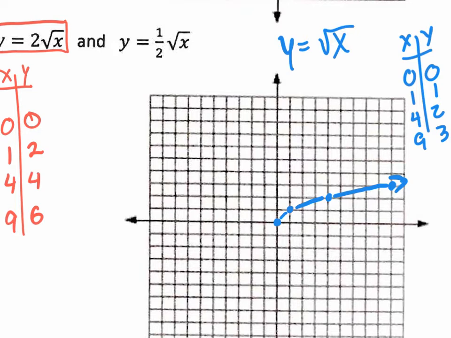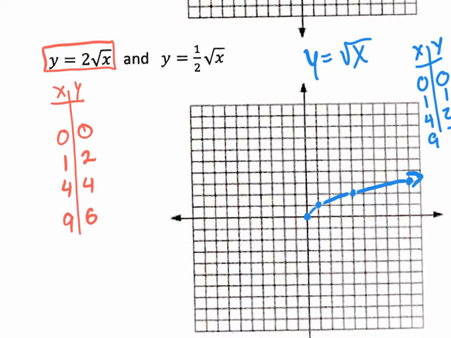Now, if we compare this parent graph by changing the a value of 1 to a 2, what's going to happen? Well, let's graph the red dots here. 0, 0, it has the same beginning point. But then I go over 1 and up 2, I get to that point. I go over 4 and up 4, I get to that point. I go over 9 and up 6, I get to that point. So check out this new red curve that starts off at 0, 0.